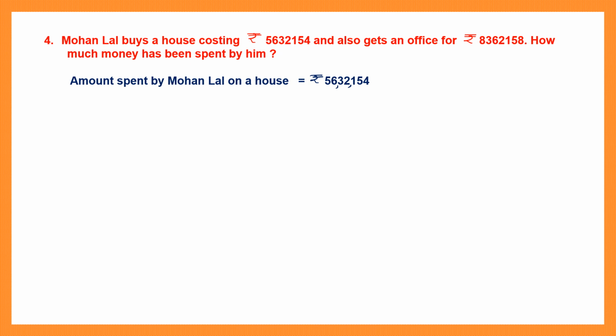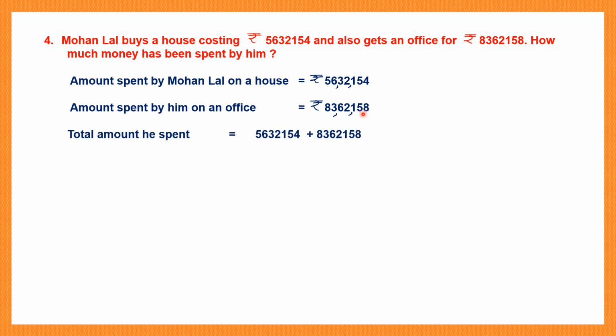Now, how much did he spend on the office? On the office, he spent so much. Let's read this number. Here also we place commas. So, now we have our commas. Let's read the number: 83,62,158. So, on a house, so much. On an office, so much.